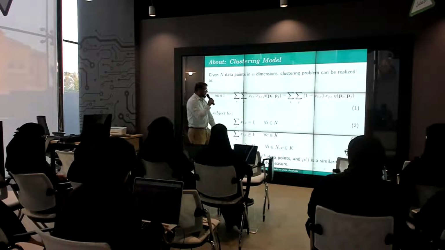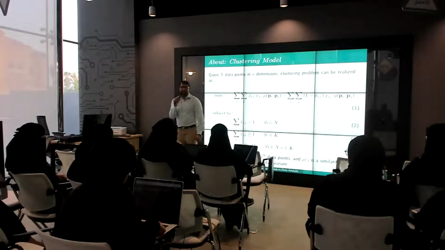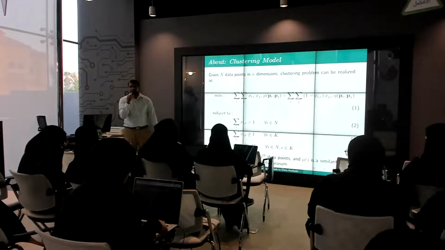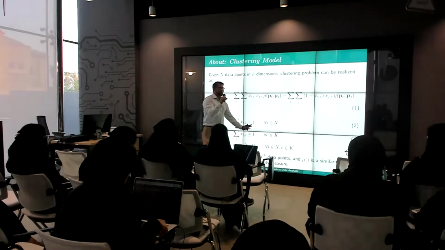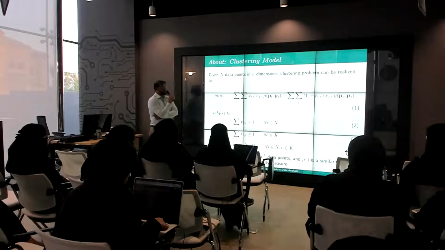And then if you have a cluster, you would like to have at least one point in it. Of course, if you have a cluster with one point, then most probably it is noise. Okay? Otherwise, you'd like to have more than one point. So these are the main requirements that you have for the constraint side. Now, what about the objective?